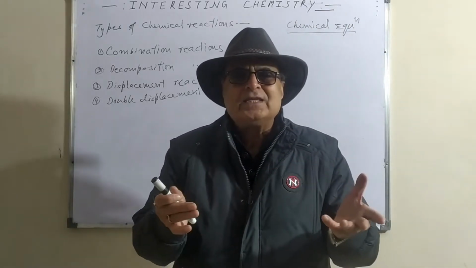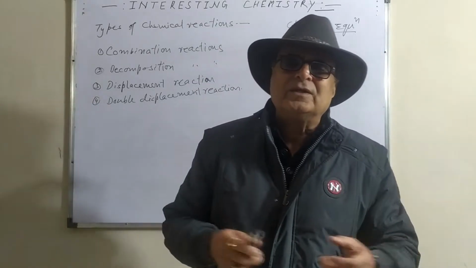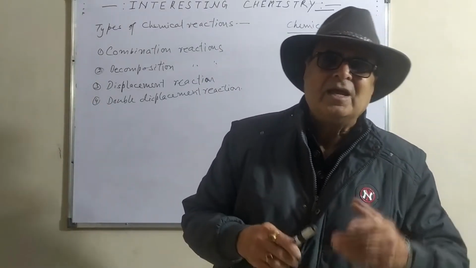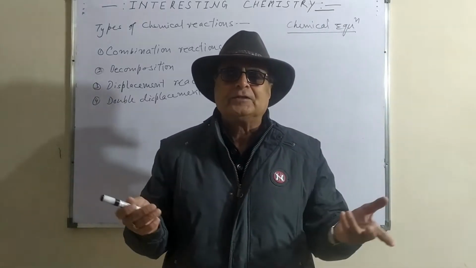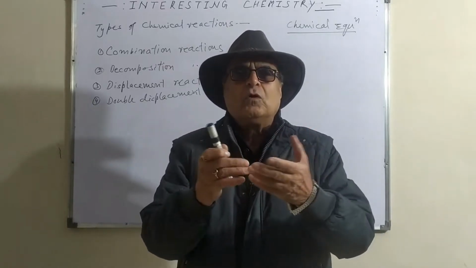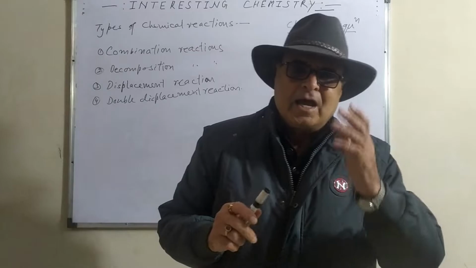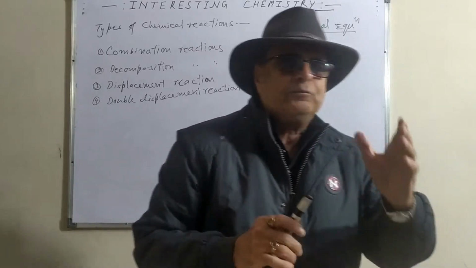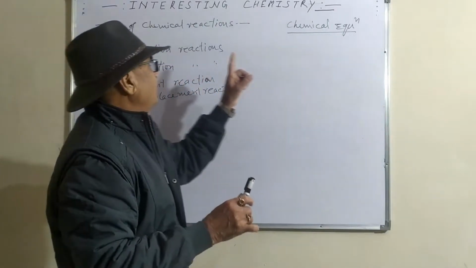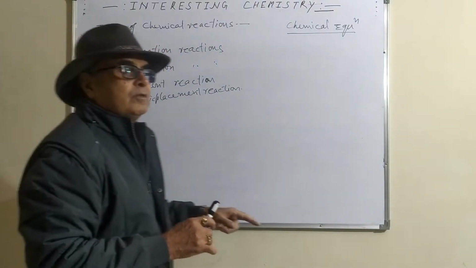So how will you balance the equation? In theory there are two methods. One is the hit and trial method and the second one is the partial method. I have told you about them in my previous video. But to make you more comfortable with balancing chemical equations, I am telling you with the help of the types of chemical reaction. As you know, there are four types of chemical reaction.